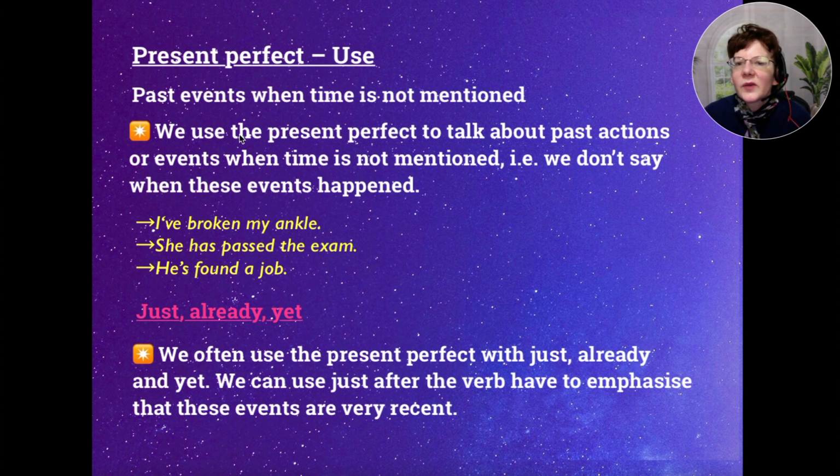Okay, let's talk about the use here of present perfect. We use it for past events when the time is not mentioned. So we use the present perfect to talk about past actions or events when the time is not mentioned. For instance, we don't say when these events happen. So, for example, I've broken my ankle. She has passed the exam. Or he's found a job. See, it doesn't say when.